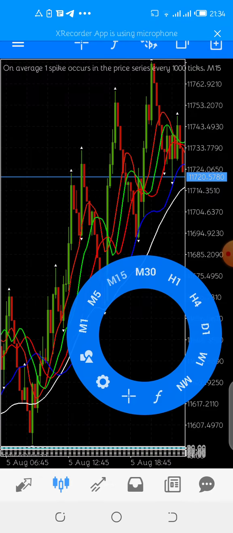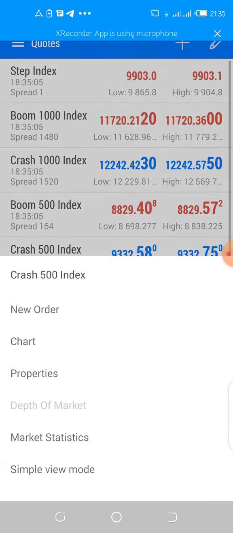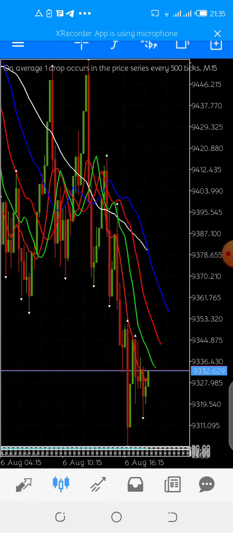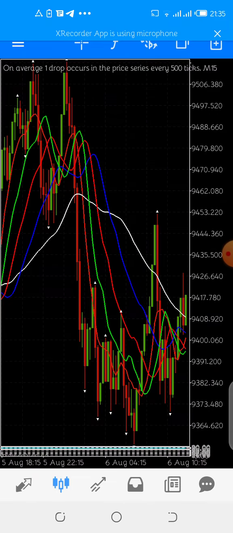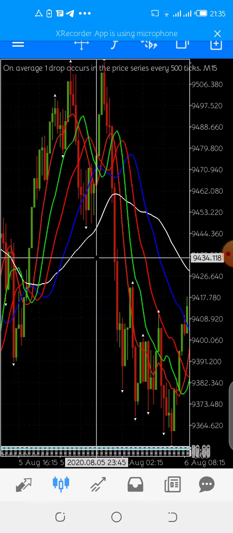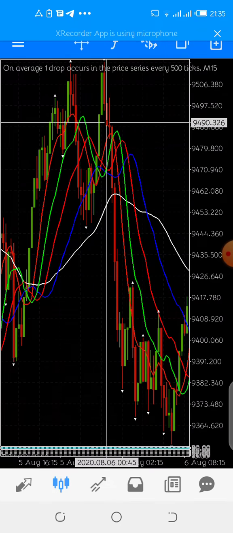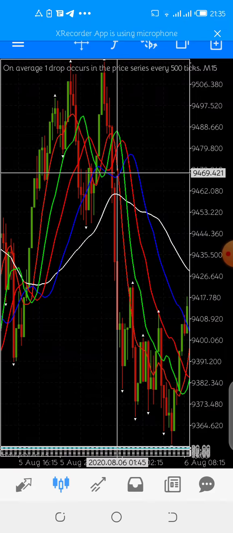So let's check crash. Here we are. You see, still respecting. So this is the same setup that I was telling you about. Yes, it is outside, but after it, all our moving averages have been crossed, like it's been contained within our area.